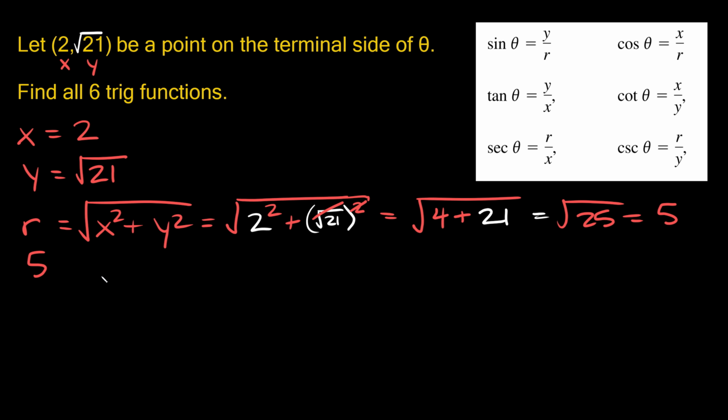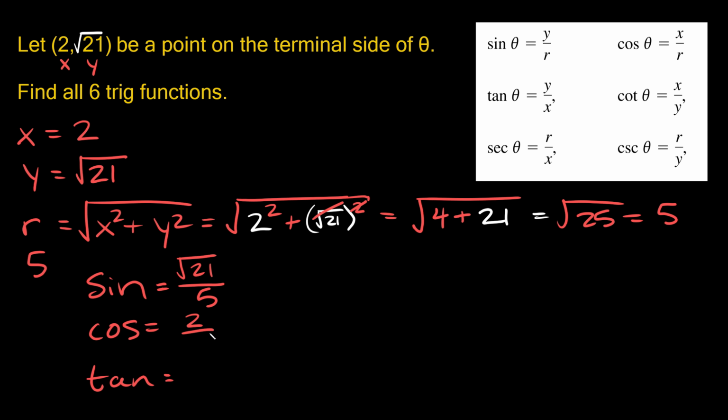All right, so again, if we want to find the sine, cosine, and tangent, the sine is going to be, again, y over r. So y in this case is the square root of 21 over r, which is 5. The cosine is x over r, so x is 2. So here we're going to have 2 over 5. And the tangent of theta is going to be equal to y over x. So y is the square root of 21, and x is 2.